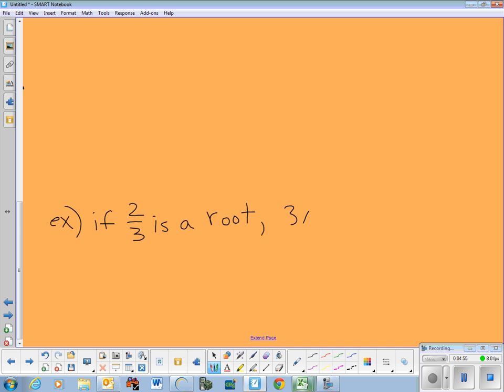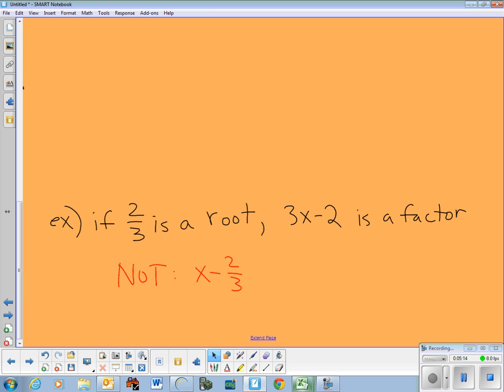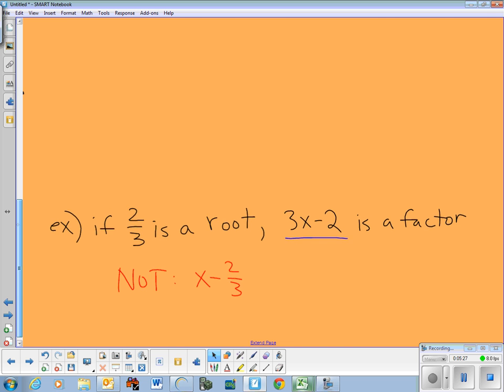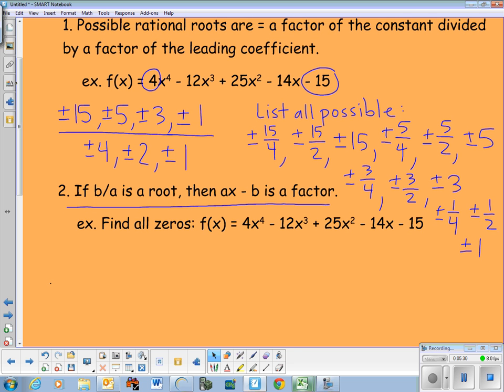I say 3x minus 2 is a factor. All right, it's very tempting to just say x minus 2/3 because that's what we did if it was a whole number. It is not x minus 2/3. If you think about it, 2/3 makes x minus 2/3 into 0, but 2/3 also makes this one into 0. And for reasons beyond the time we have in this video, we go with the blue underlined one, 3x minus 2.